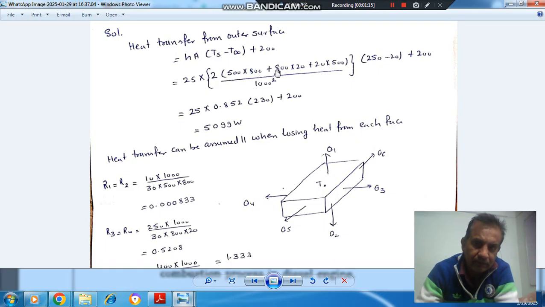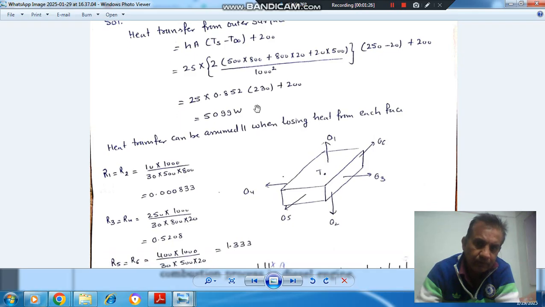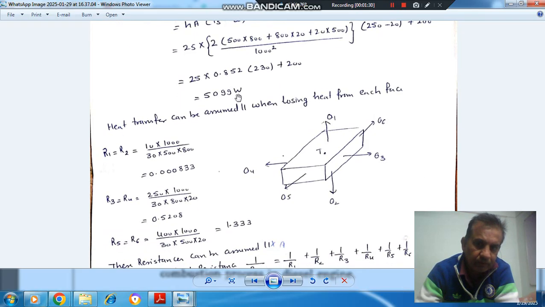These are in mm, so divide by 1000 square to convert into meter. And the temperature difference is 250 minus 20. So heat transfer comes out as 5099 watt. Okay, so this is the heat transfer.